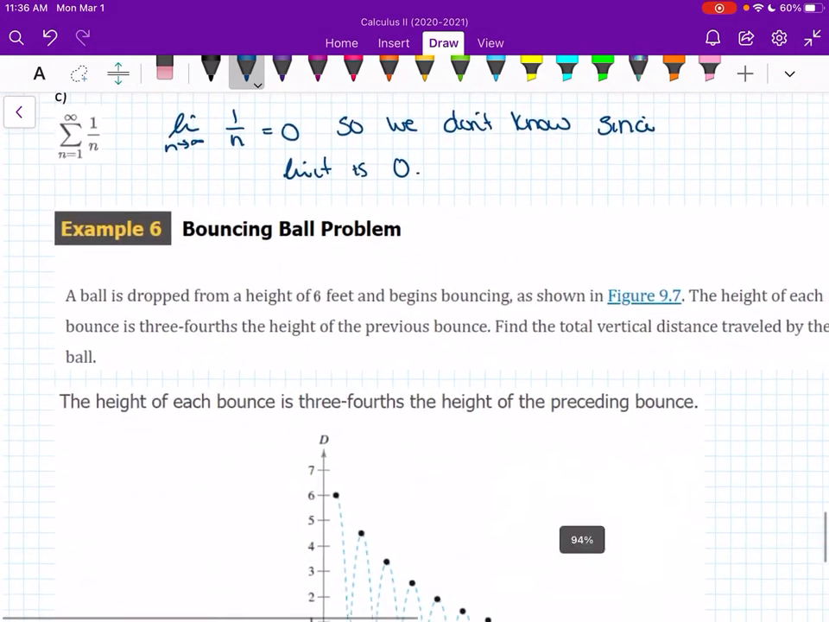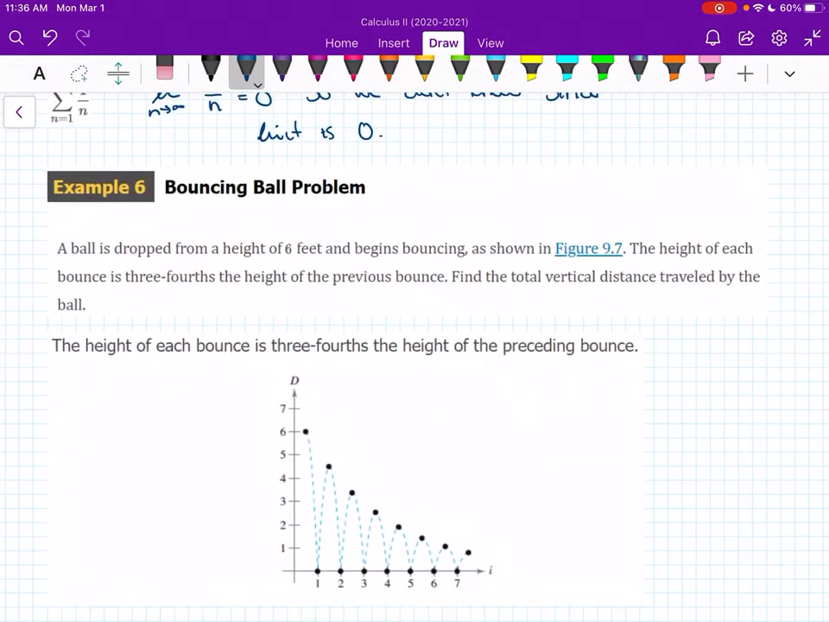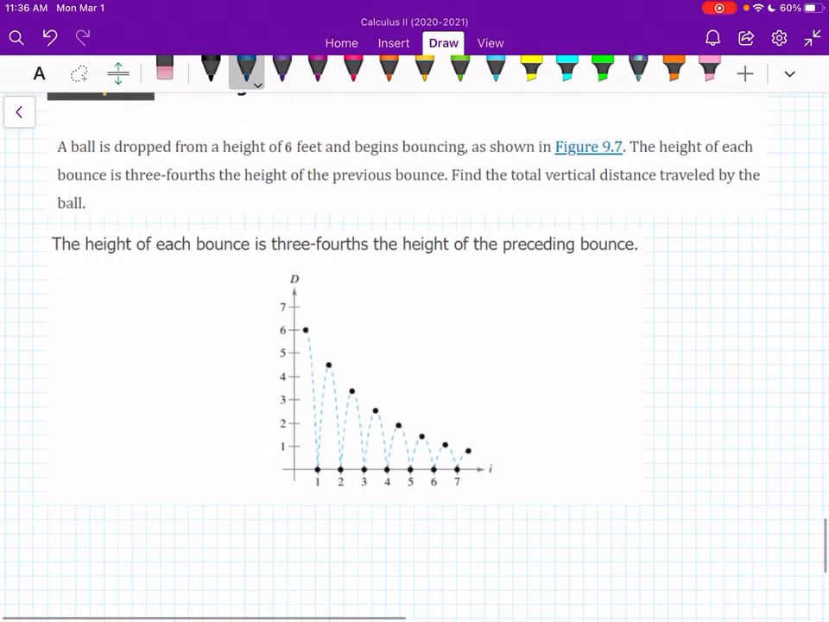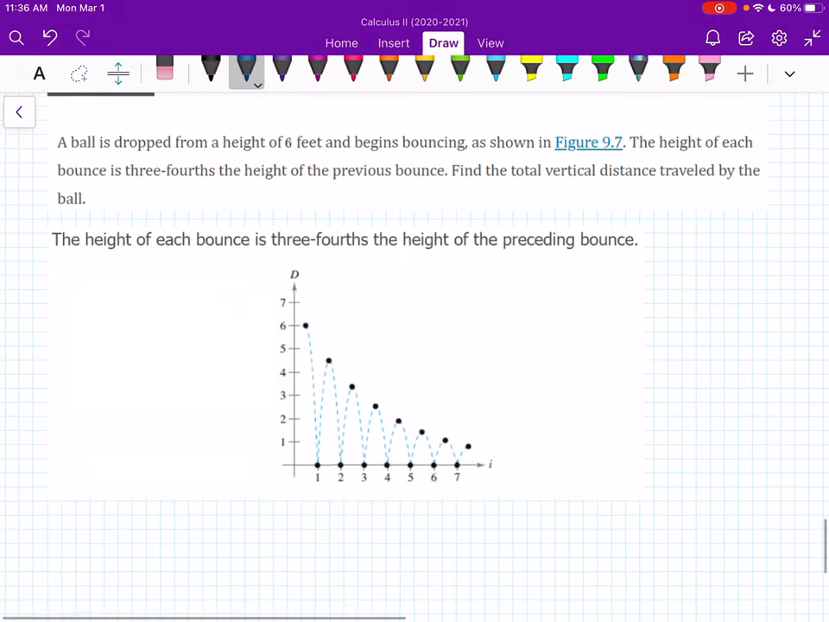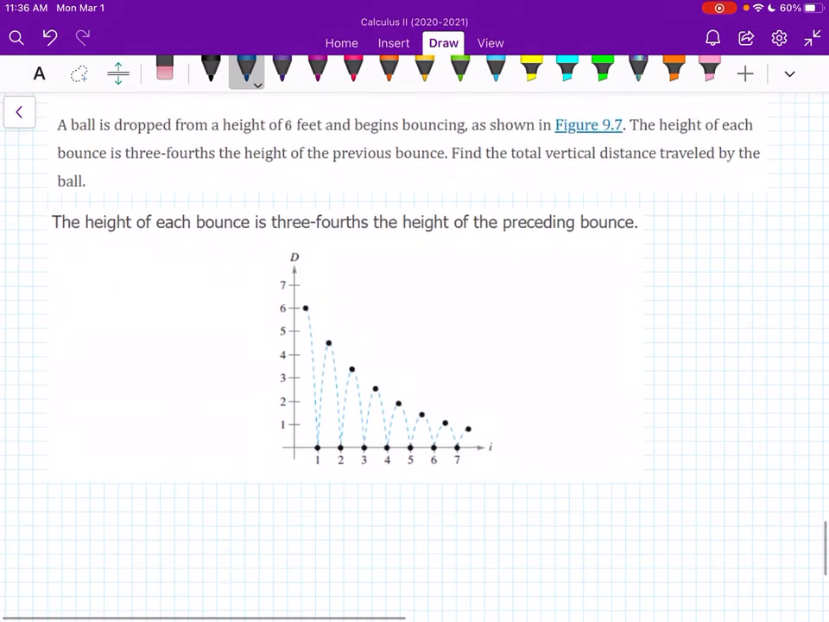How exciting. All right, one last example. A ball is dropped from a height of 6 feet and begins bouncing as shown. The height of each bounce is 3/4 the height of the previous bounce. Find the total vertical distance traveled by the ball. Okay, so for this one, if we think about this, here's what's happening. And when we want to find the total vertical distance, so let's see here. What is important? We are starting at 6 feet, okay? And every time it is 3/4 the height of the previous bounce.